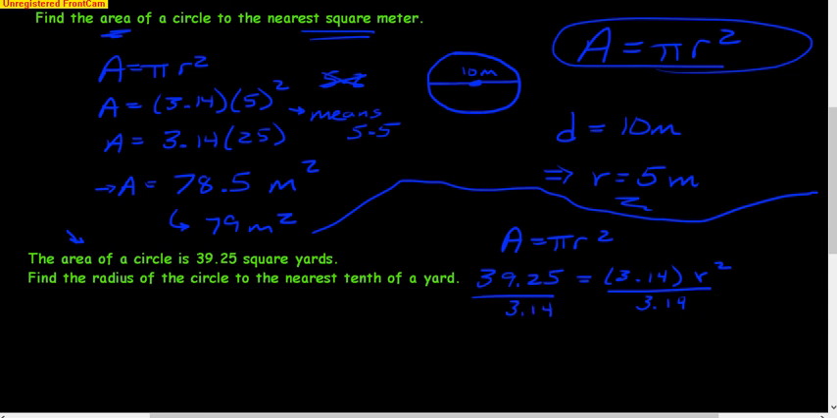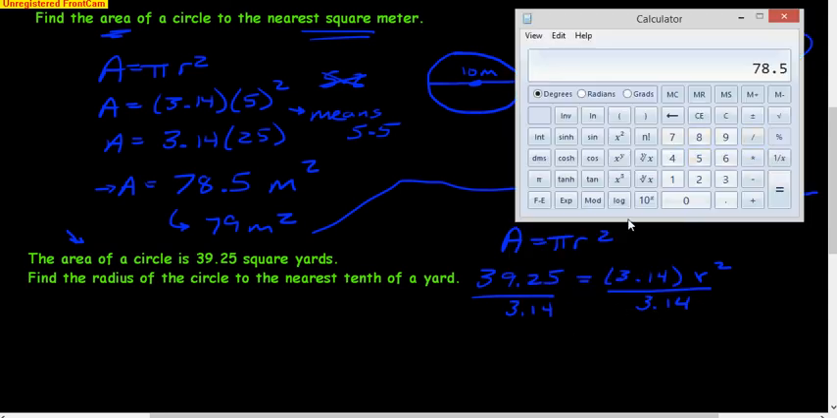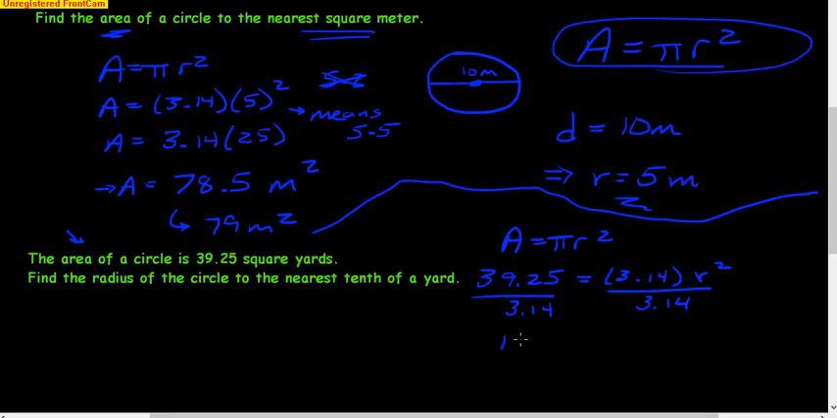That's really a 4. Let me fix that. Let me erase that right there and put in a 4. So that is 3.14. And I need my handy dandy calculator. I've got to take 39.25 and divide by 3.14, and I get 12.5. So let me get rid of this. That is 12.5 equals r squared.